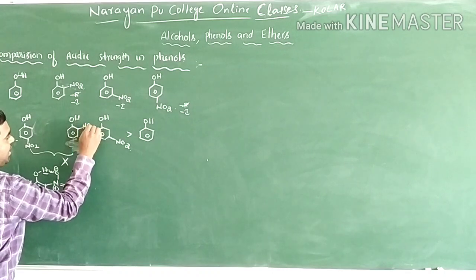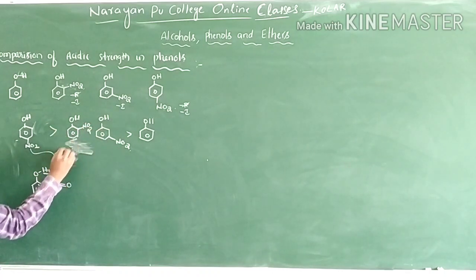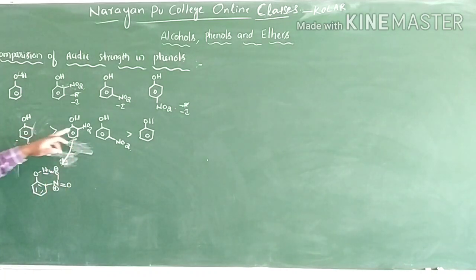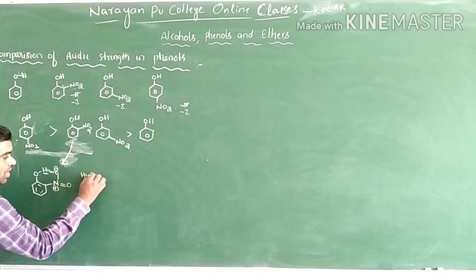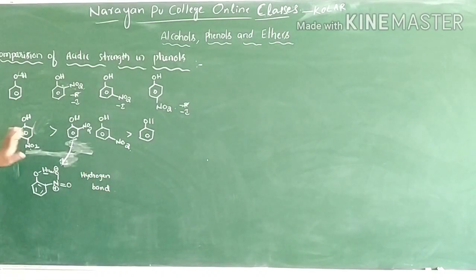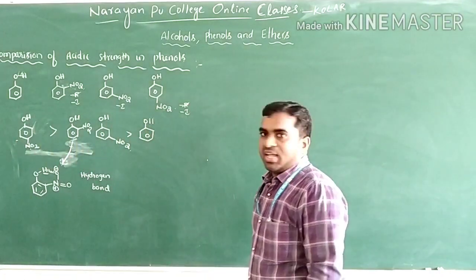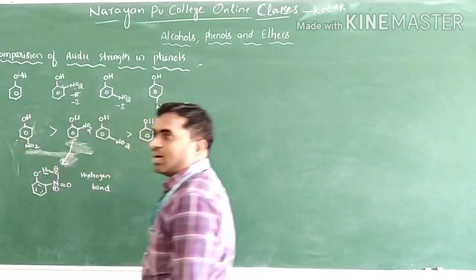This is the acidic order. So why is orthonitrophenol less acidic? Actually orthonitrophenol should be more acidic than the paranitrophenol. But why it is less acidic is because of hydrogen bonding. Yeah? The same question is there in your NCERT textbook, in the intext questions. Now this is the acidic part.